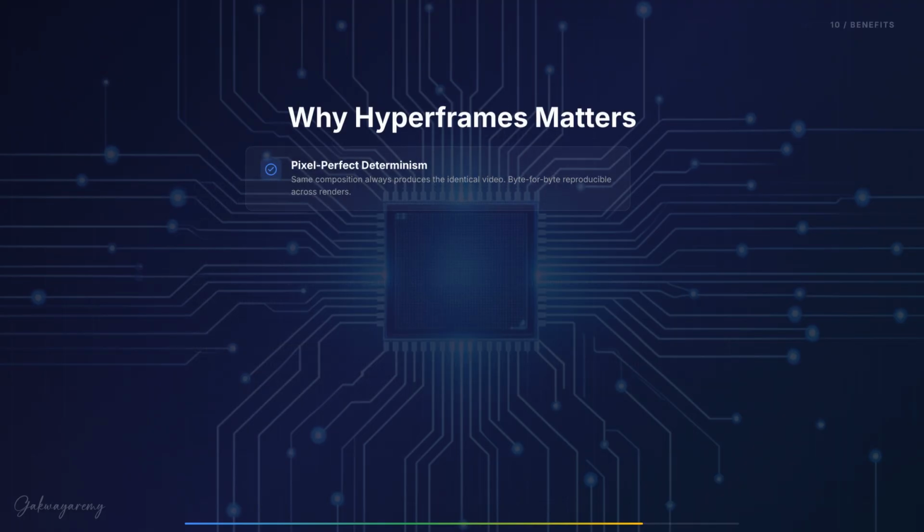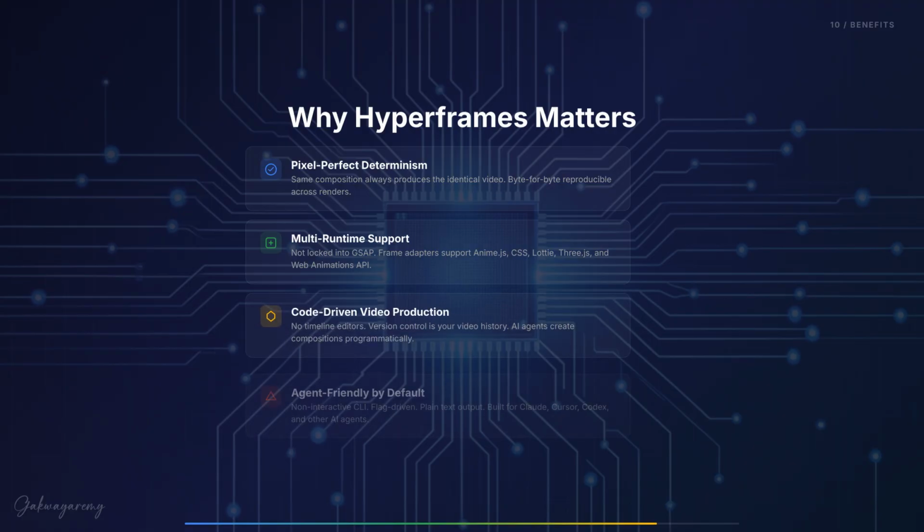Why does this matter? Because Hyperframes gives you pixel-perfect, deterministic rendering with frame accuracy. It supports multiple animation runtimes, not just GSAP. You get true code-driven video production. No timeline editors needed. Your version control becomes your video history. And AI agents can create entire video compositions programmatically.